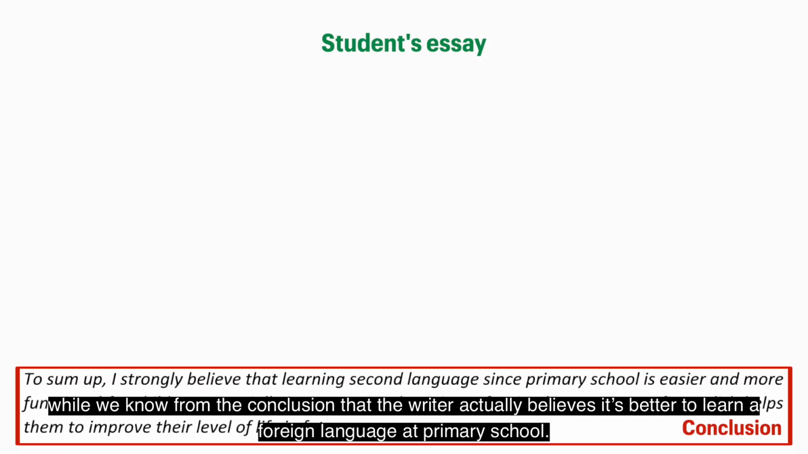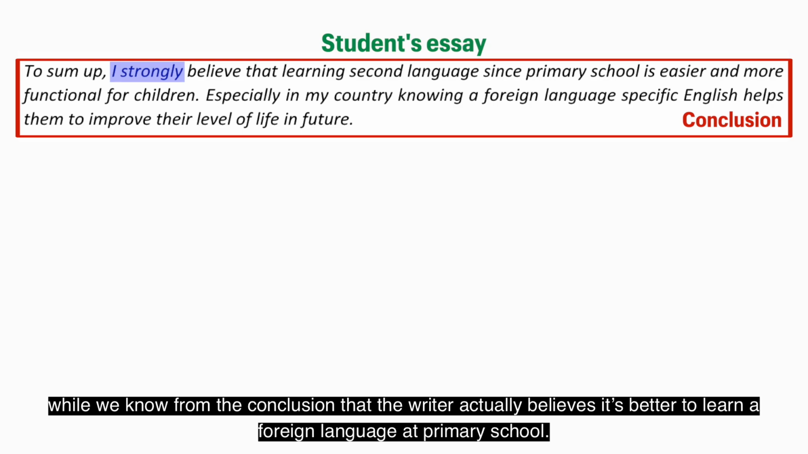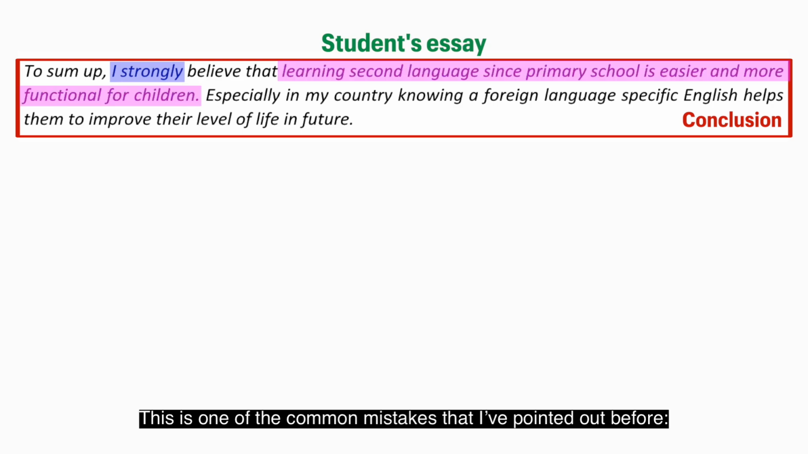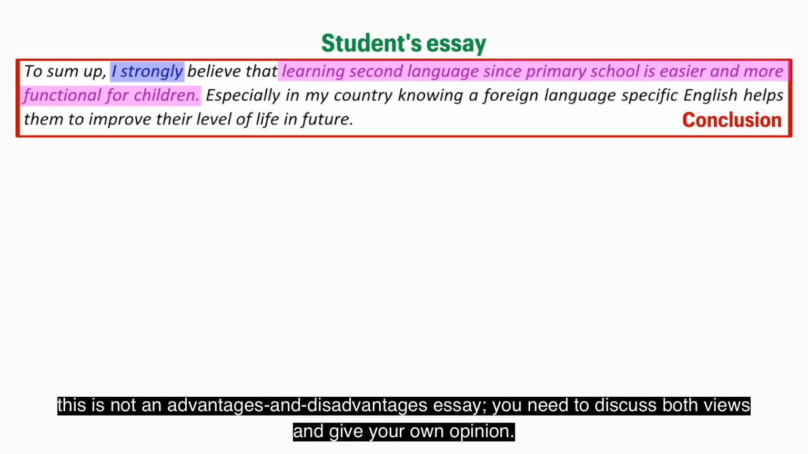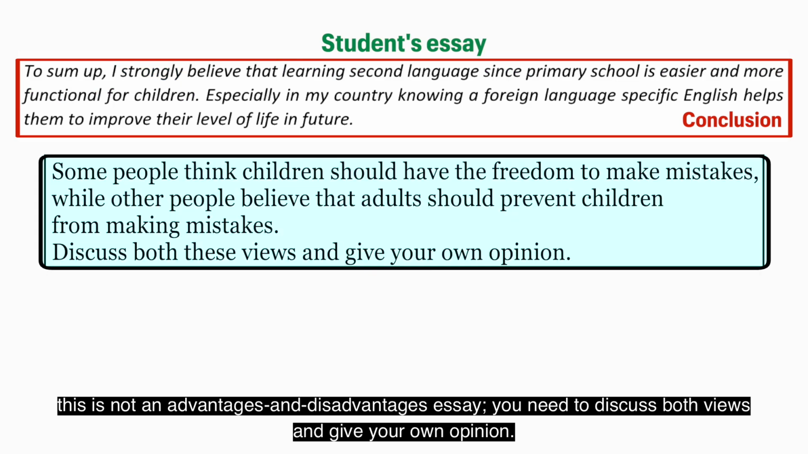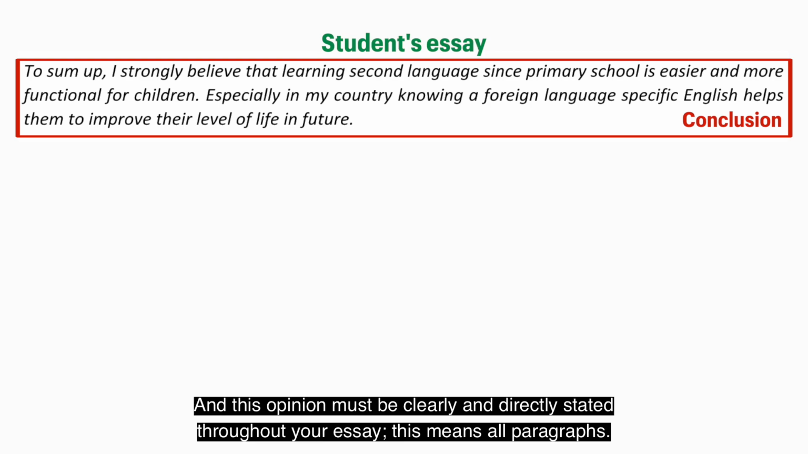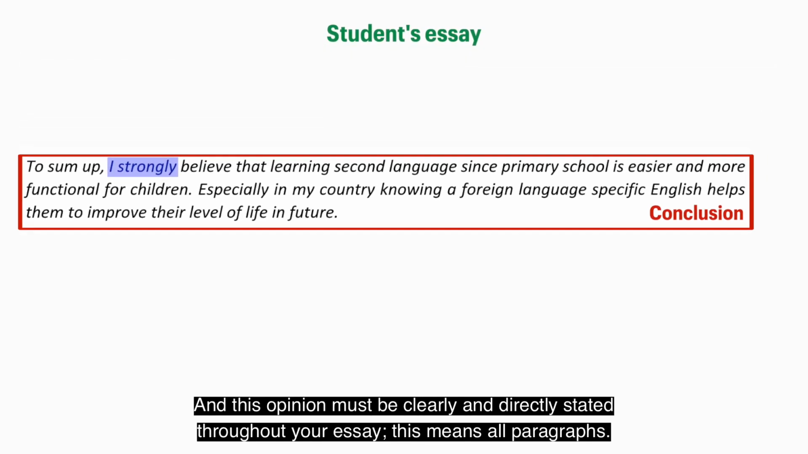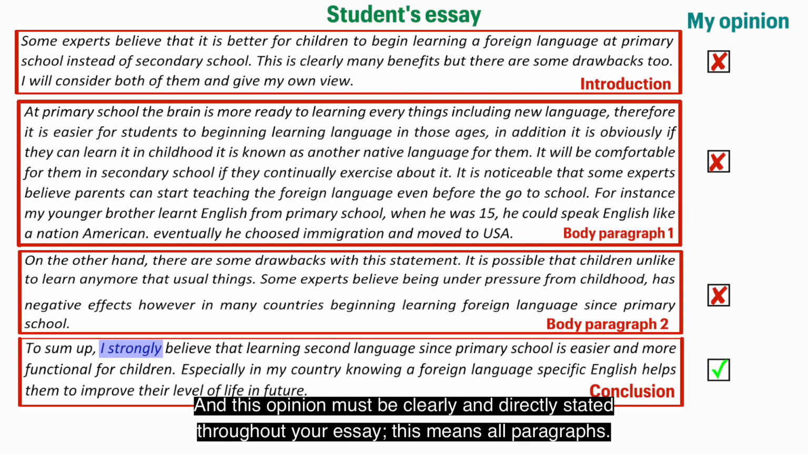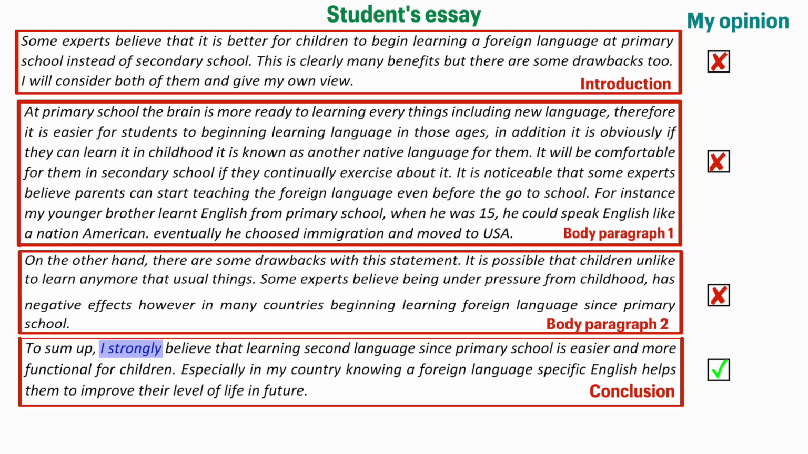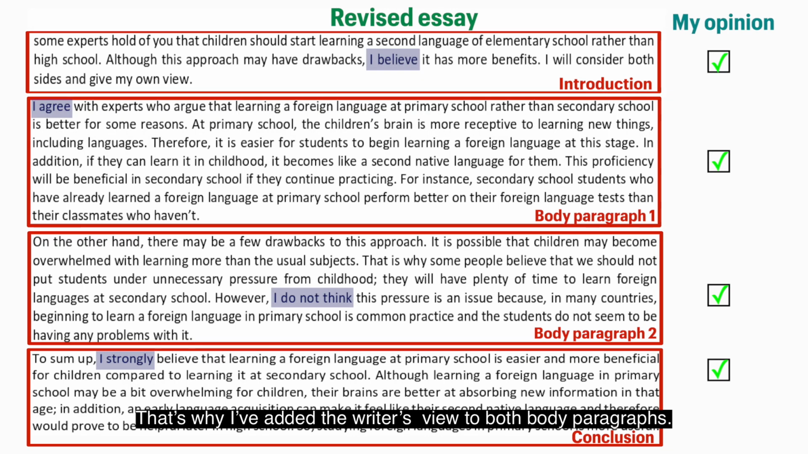While we know from the conclusion that the writer actually believes it's better to learn a foreign language at primary school. This is one of the common mistakes that I have pointed out before. This is not an advantages and disadvantages essay. You need to discuss both views and give your own opinion. And this opinion must be clearly and directly stated throughout your essay. This means all paragraphs. That's why I have added the writer's view to both body paragraphs.